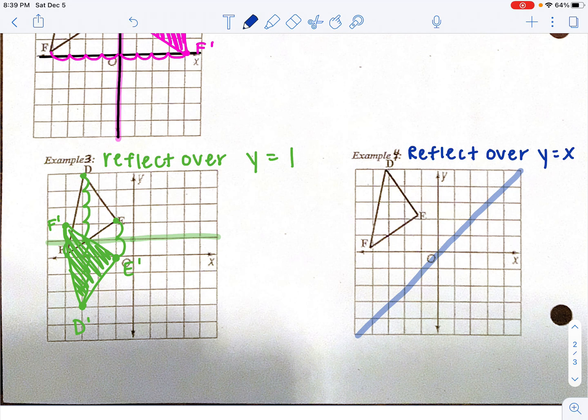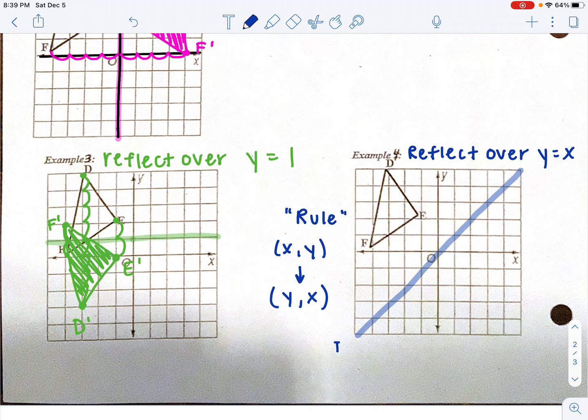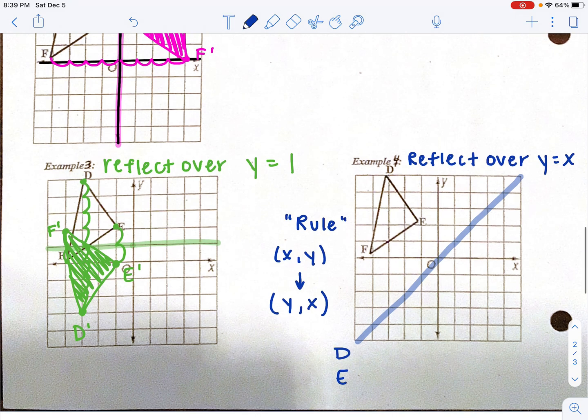But the lucky thing is we actually have a rule. And this is one that we kind of just need to memorize. The rule is it goes from our coordinate, x, y, and all you do to reflect it is you just flip-flop the order. So whatever coordinate was first, you're going to flip-flop it and move it that way. So what we're going to do here first is write out all of the actual coordinates for D, E, and F.